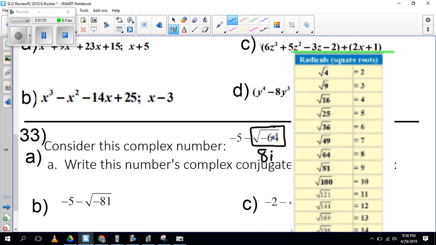Okay? So now it says write the number's complex conjugate. So conjugate basically just means to change this sign, whatever it is. If it's positive, you change it to negative. If it's negative, you change it to positive. So this was a negative, so it changes to positive. And then the negative 5 comes down. So our complex conjugate is negative 5 plus 8i. So first step here is to break that perfect square down and go from there. So pause the video and try the other ones.